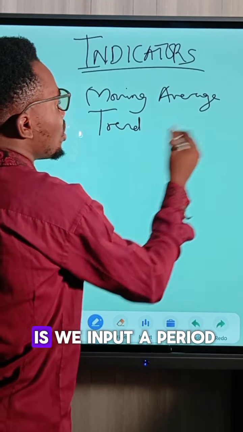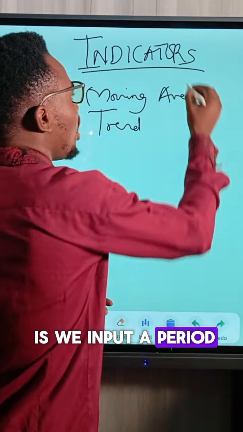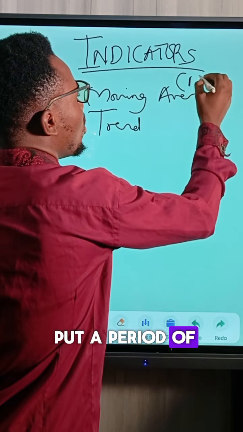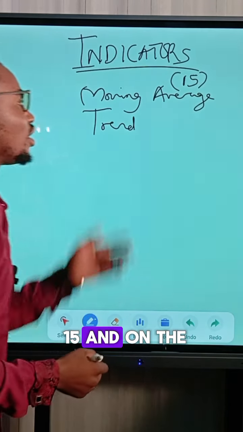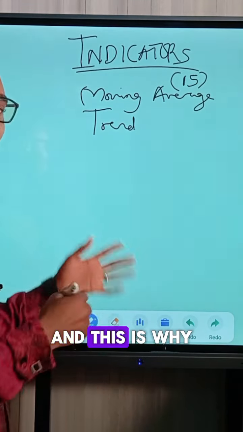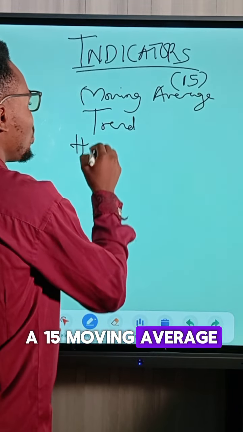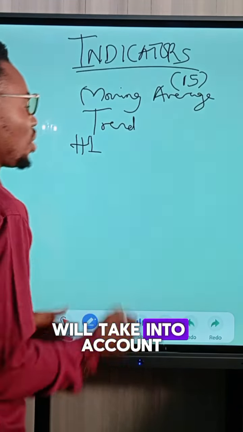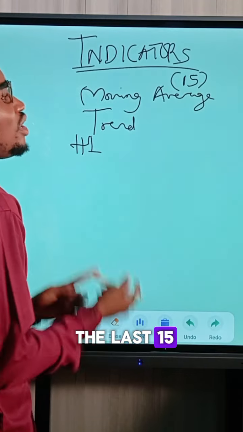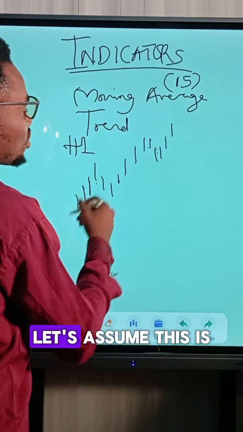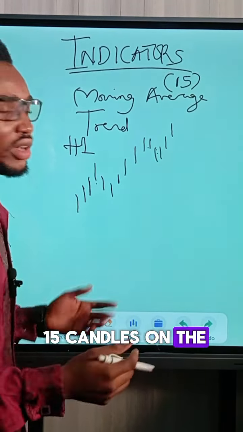The way it works is we put a period, let's say we put a period of 15. And on the 1 hour chart, and this is why if you switch time frames, you see that there's a difference. The 15 moving average on the 1 hour chart will take into account the last 15 1 hour candles. Let's assume this is 15 candles on the 1 hour time frame.